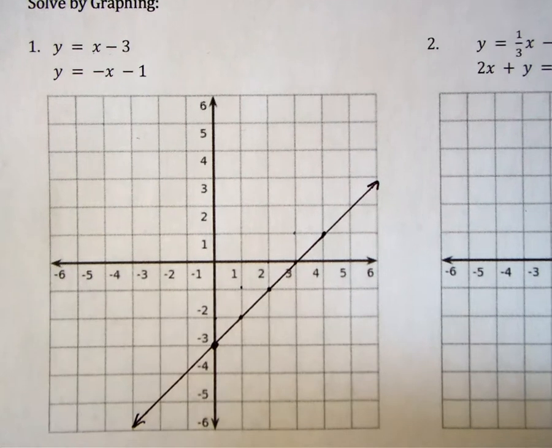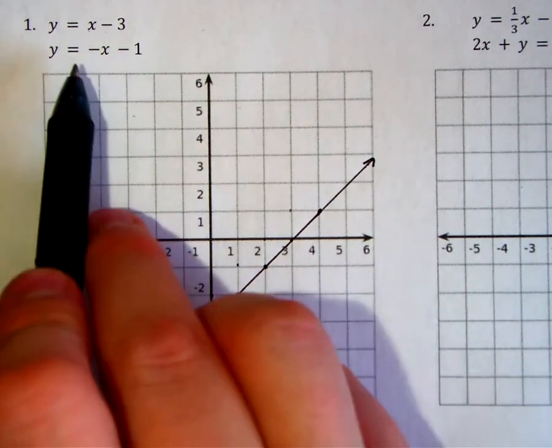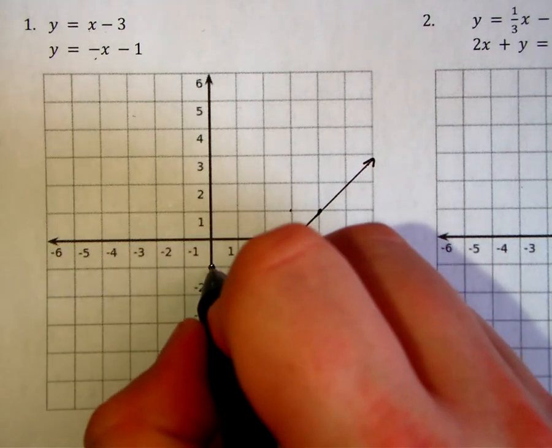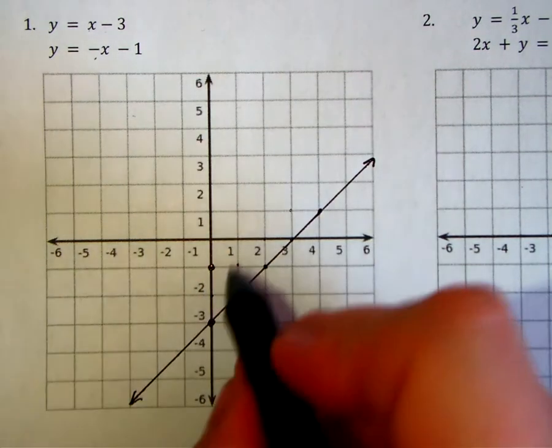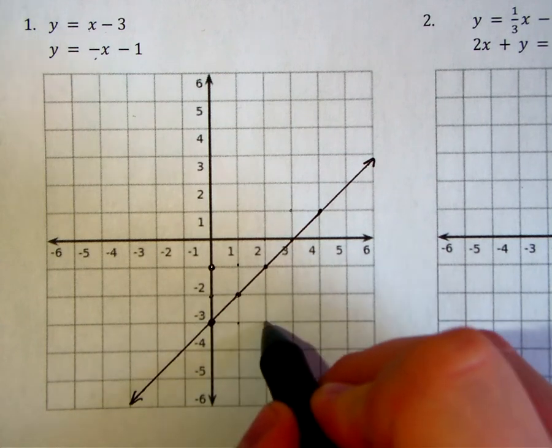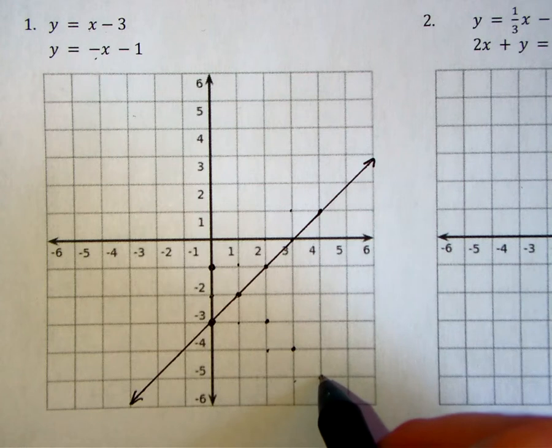Now we're going to graph our second line. Our second line is y equals negative x minus 1. So it's got a negative 1 intercept, and it goes down 1 over 1 because it has a negative 1 slope. So notice I continually go down 1 over 1.